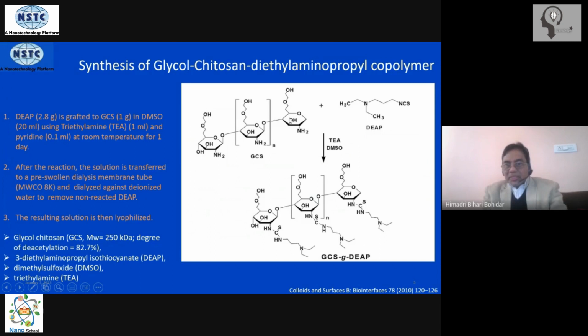You see here, this is Glycol Chitosan, DEAP, and this is TEA, triethylamine. They all are dissolved in DMSO. And then you have this nice hydrophilic and hydrophobic containing precursor ready for nanogel synthesis.